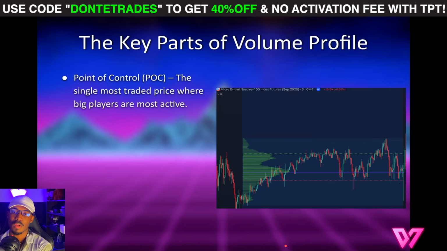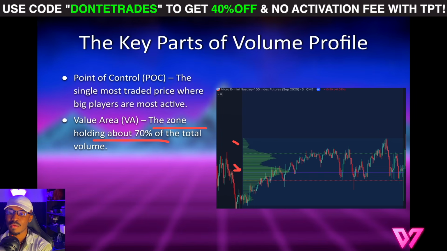So the key parts of the volume profile: we have the point of control. This is where the most traded price volume happens and the most big players are active. So if you look here, this purple line on the map, this is the volume profile. This thing that we have drawn across here, this is the volume profile. So all these green nodes here, and then we have this purple line here in the middle, that is called the point of control. That is just where you see the most activity, the most buying and selling.